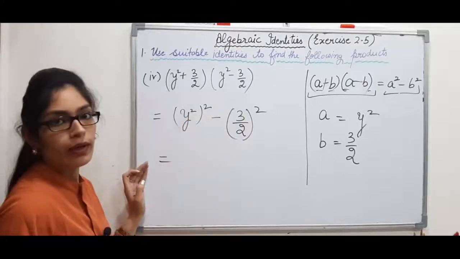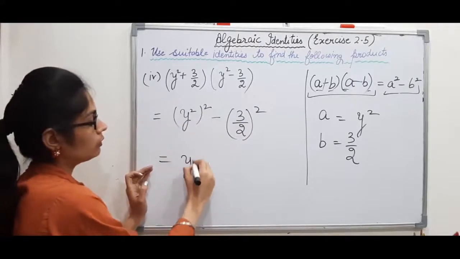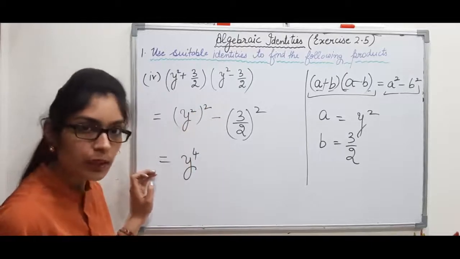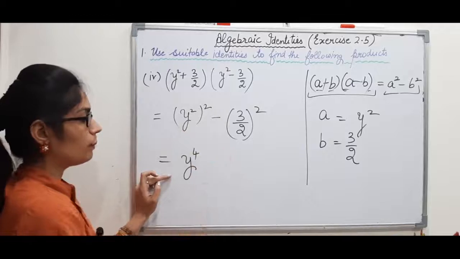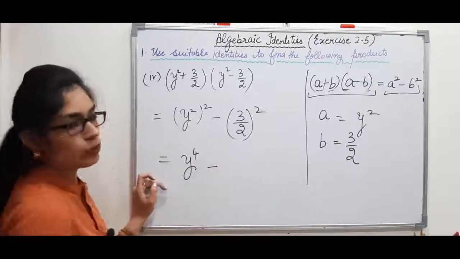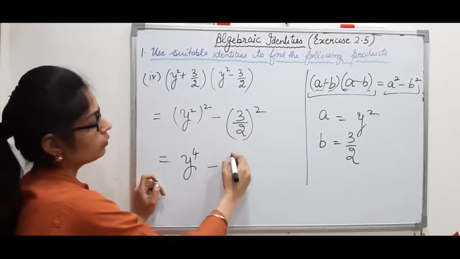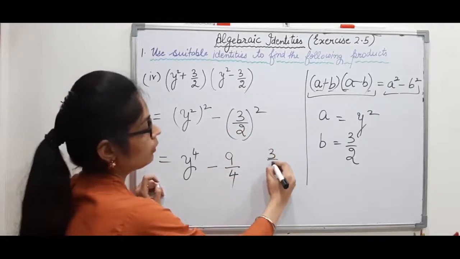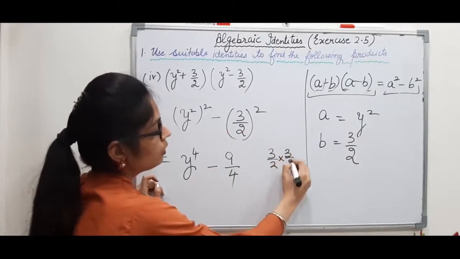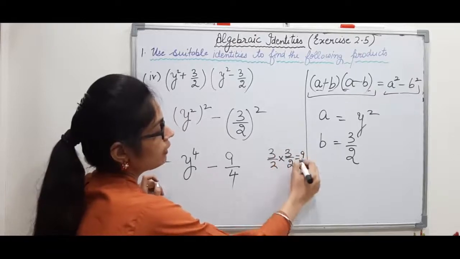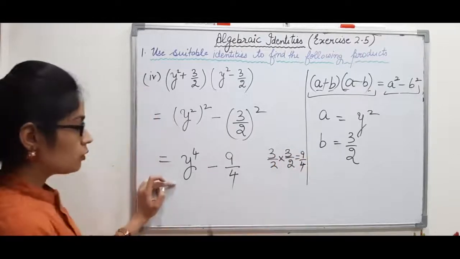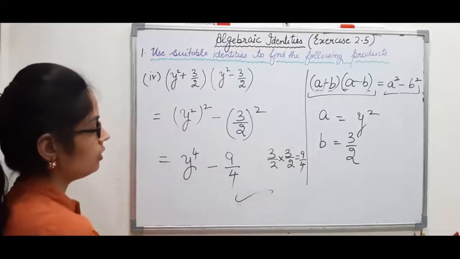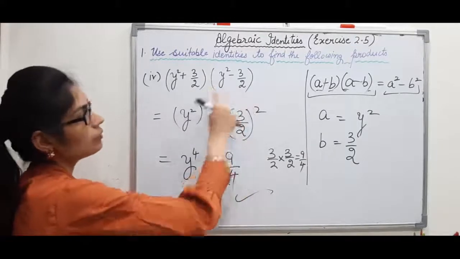So y square whole square will be equal to y to the power 4. This 2 and this 2 will get multiplied, so we will get y to the power 4. Whole square you can do. So it will be equal to 9 by 4, because 3 by 2 into 3 by 2 is 3 into 3 is 9, 2 into 2 is 4. So y to the power 4 minus 9 by 4. So this is the product of these two expressions.